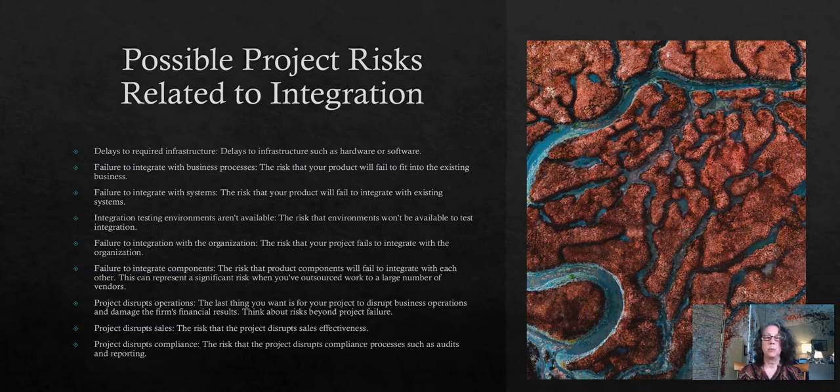The possible risks related to integration. So many of these risks are also related to the ones on the previous slide. And if the project had progressed, we got a little spoiler alert, right? If the project had progressed, the integrations that would have been necessary with the other core systems in the organization would have become an issue.